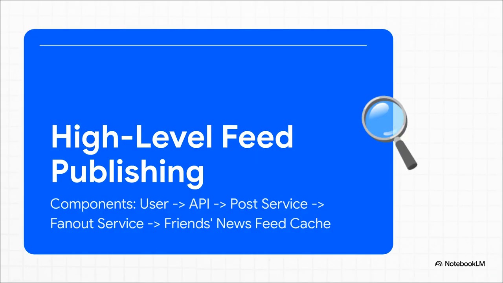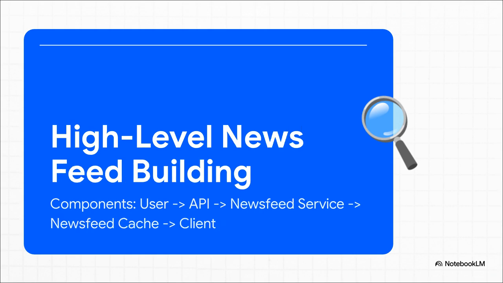So let's look at publishing. This flow is all about being proactive. A user makes a post, it gets saved, and then this thing called a fan-out service kicks in immediately. Think of it like a newspaper delivery service. It grabs that new post and pushes it out to the mailbox, or the cache, of every single friend. This is a push model. We're doing the work up front, pre-calculating everything, so that when someone goes to read their feed, it's already there and loads instantly. And now for the other side of the coin, building the feed.